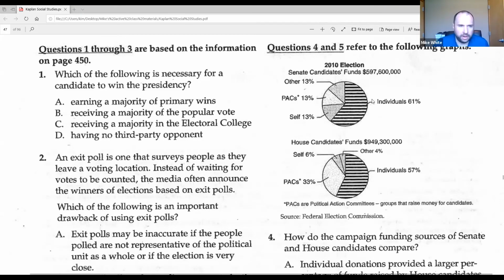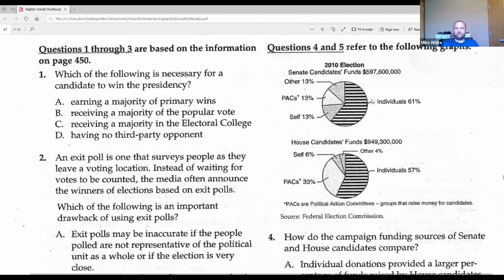So number one, which of the following is necessary for a candidate to win the presidency? So just think about what we talked about. Which of these four things is essential or must happen in order for the candidate to win the presidency? A, earning a majority of primary wins. B, receiving a majority of the popular vote. C, receiving a majority in the Electoral College vote. D, having no third-party opponent.